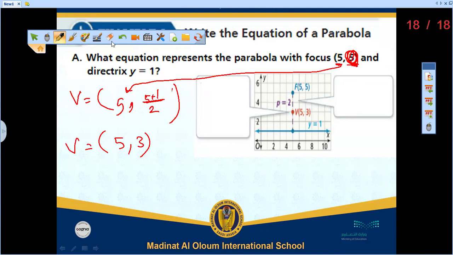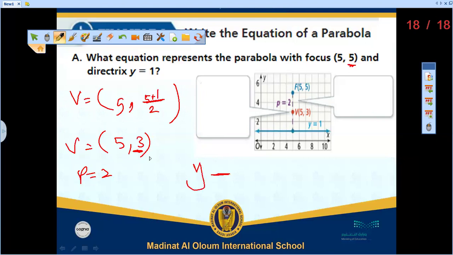This is my vertex. And my P, what is P? How would we get P, guys? The distance from focus to vertex. What is the distance? From 3 until I reach 5. It means my P is 2. Now make an equation. Y minus, what is Y here? 3, make it negative 3. And 1 over 4 times P. What is P? P is 2. And open bracket. X minus, what is X here? 5, because this is HK.